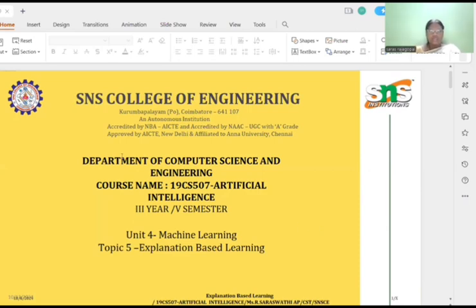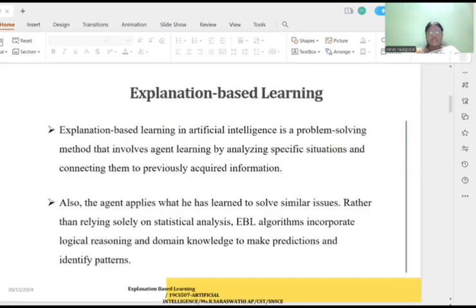I am going to teach about explanation-based learning in machine learning. What is meant by explanation-based learning? It's a problem-solving method that involves an agent learning by analyzing specific situations and connecting them to previously acquired information. Also, the agent applies what it has learned to solve similar issues rather than relying solely on statistical analysis. The EBL algorithm incorporates logical reasoning and domain knowledge to make predictions and identify patterns.